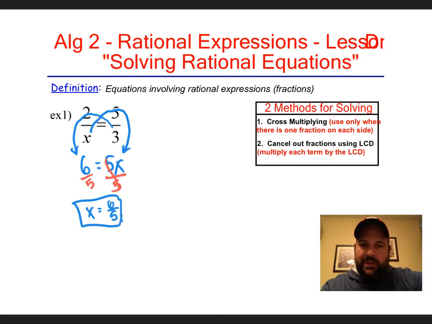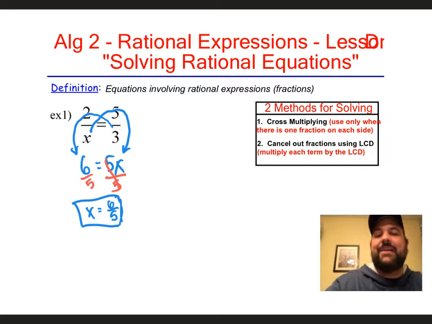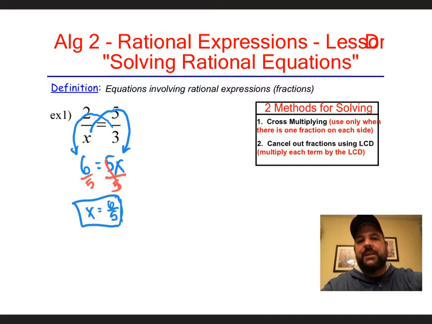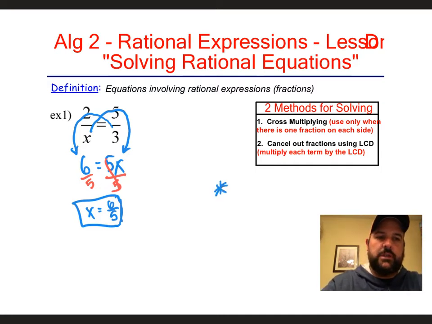That would be our final answer, and if we would plug it back in, we would see 2 over 6/5 is the same as 5 over 3. Now there's one extra thing that we actually have to do that we should have done at the beginning, and that is to make sure that we always state our restrictions at the beginning. So we're going to have to state restrictions on our solution.